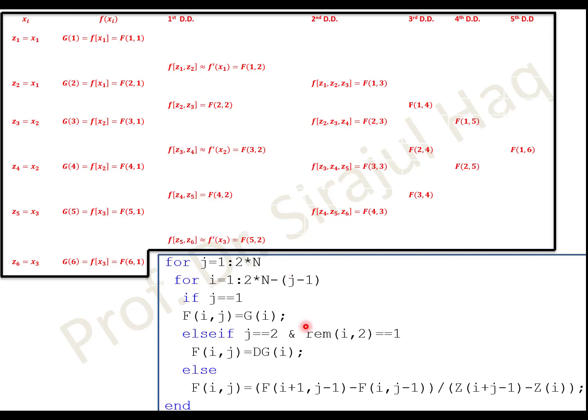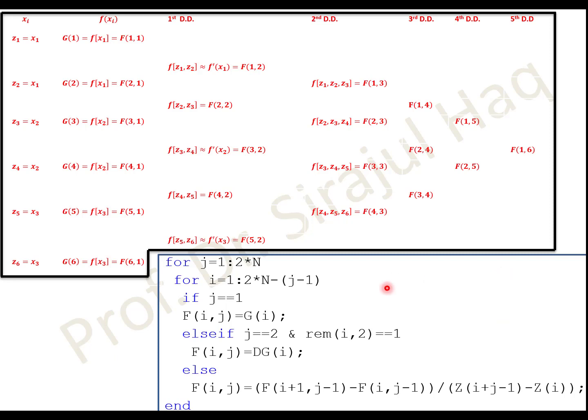Then it will take i equal to 5. Remember, j is 2. i is equal to 5, 5 divided by 2, remainder is 1. It will come to this one, and we'll say f of 5, 2 is dg of 5, and dg of 5 was the derivative of the function at x equal to x3. This is the construction of this column, which is the second column of this table. Forget about this one.